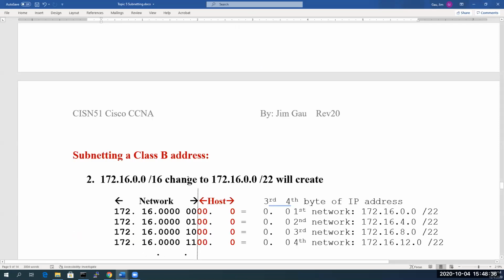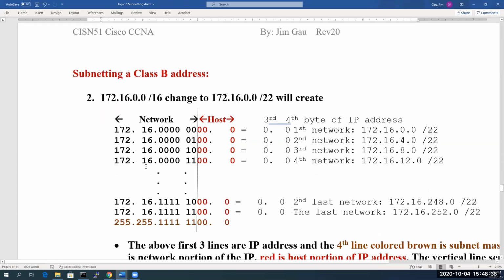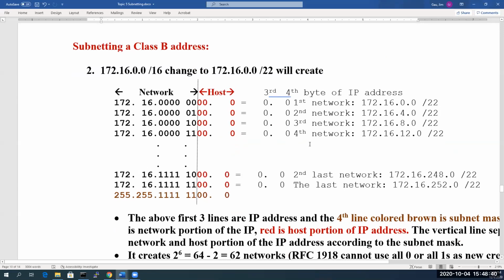Okay, so now we're going to subnet a class B network. We just subnetted a class C, right? Then again, the question is: 172.16.0.0/16. I'm going to subnet it to /22. What would happen? What will it create?